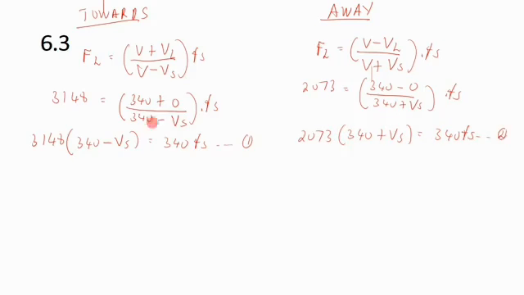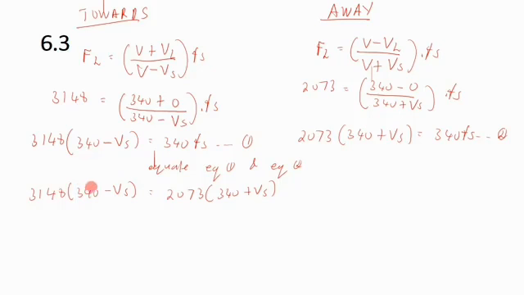At this point we can see that both these expressions are expressed in the form of 340 fs, so we have 340 fs being the subject of the formula. So we can just equate equation number 1 and equation number 2. Now we take this expression here, 3148 times 340 minus vs is equal to 2073 times 340 plus vs, right?